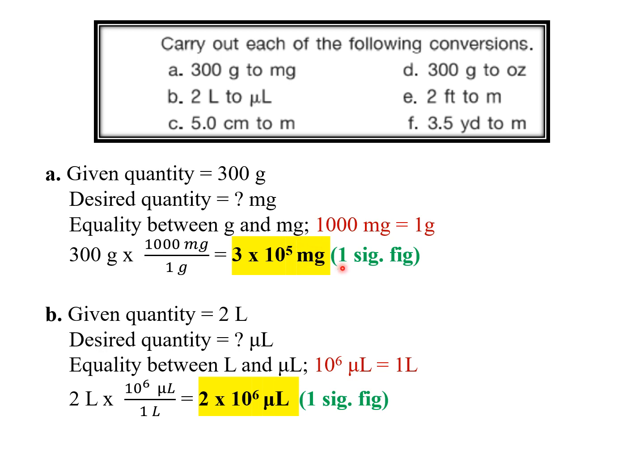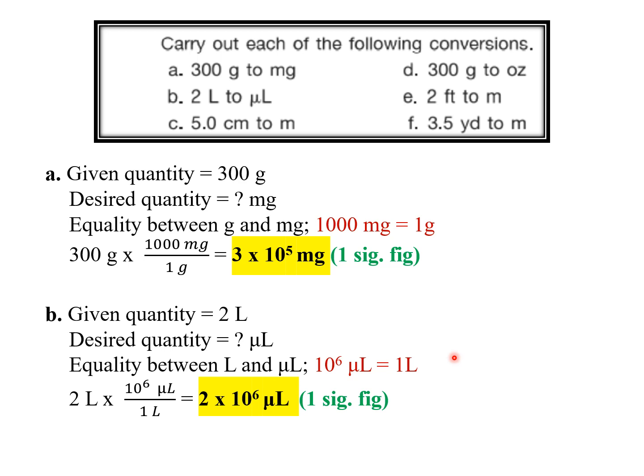Let's go to the second one. The second one is 2 liters. You need to convert into microliters. Same way, the given quantity is 2 liters. The desired quantity is how many microliters. After we identify both, now we need to find out the equality between liter and microliter. You'll know the base units. We discussed base units for 7 measurements. For volume, the base unit is liter.